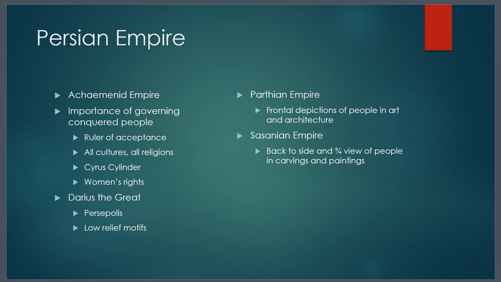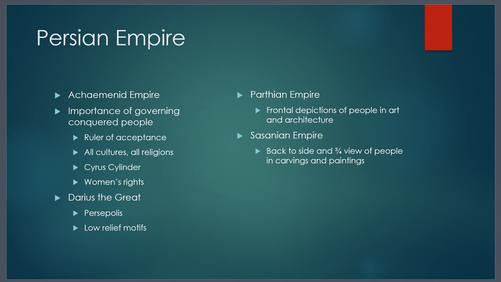So starting with the Achaemenid Empire, it began with Cyrus the Great, and after Cyrus was Darius the Great. Under Cyrus, though, there was an importance of governing conquered people, so he was able to kind of gather and rule over all of these nomadic sheep herders, all these different clans within the area, and he was able to just conquer one region after the other, and that's because he had a way of governing the people, meaning that he didn't say, this is my religion, you must also follow it, or this is my culture, you must also assimilate to my culture. He was very accepting of all cultures and all religions.